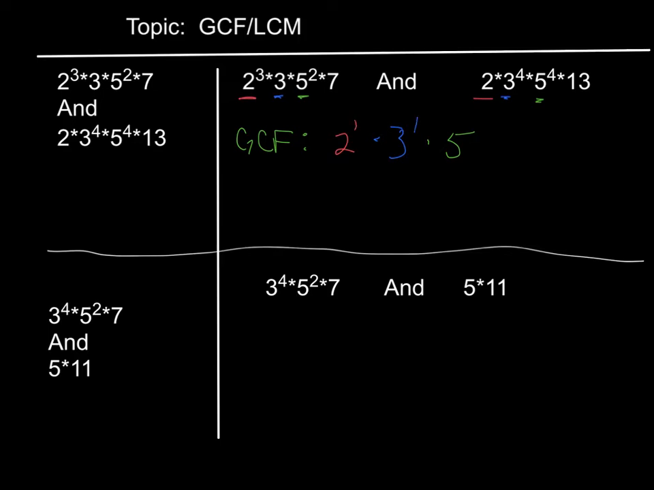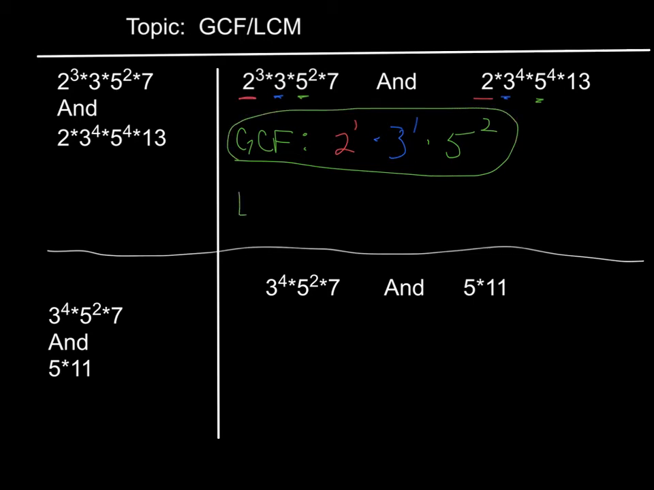Now I look at my 5. Inside my 5, I have a 5 squared and a 5 to the fourth. Well, both of these squares are fitting inside of that 5 to the fourth, so then it would be 5 squared like that. So that's the GCF right there.